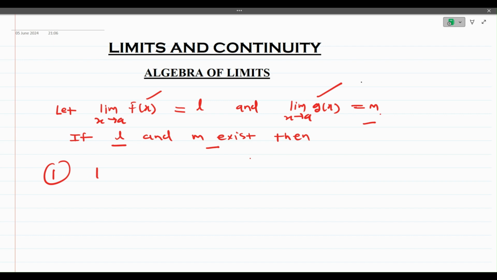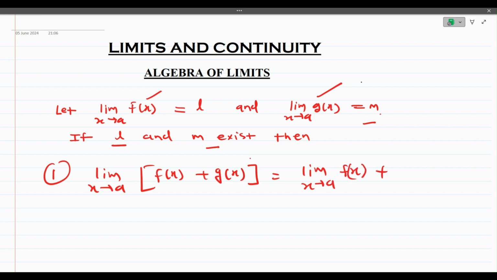Suppose the limit as x tends to a is of the sum of two functions, f of x plus g of x. Then according to the rule, we can write it separately: limit as x tends to a of f of x plus limit as x tends to a of g of x. So we can individually find their limits and add them. Since we know their limits are L and M, it's going to be L plus M.